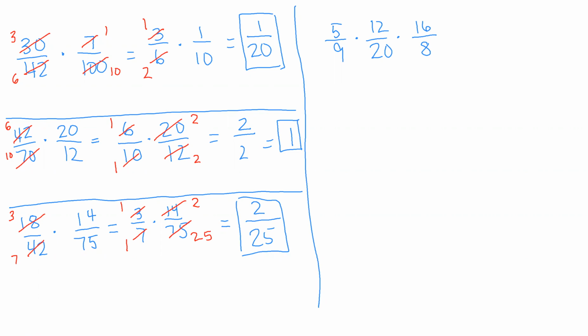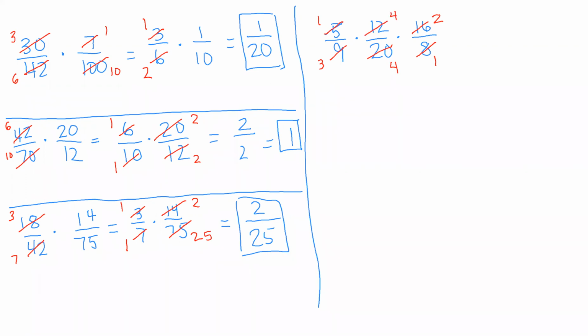For me, I'm automatically drawn to the 5 and the 20. I know that 5 goes into itself once, and it goes into 20 four times. All right, I am also drawn to the 16 and the 8. I know that 16 and 8 have an 8 in common. So 8 goes into itself once, into 16 twice. I could also look at the 9 and the 12 or the 12 and the 4. I'm going to go with 9 and 12. I know that 9 and 12 have a 3 in common. 9 divided by 3 is 3. 12 divided by 3 is 4.